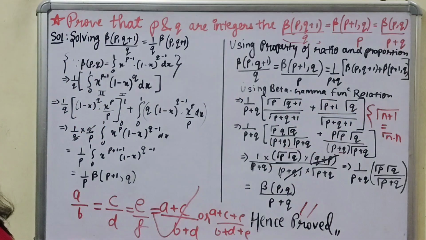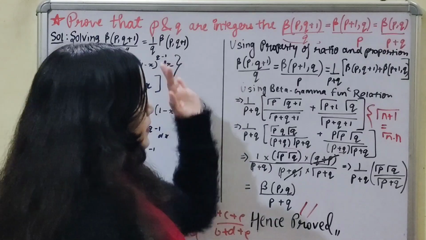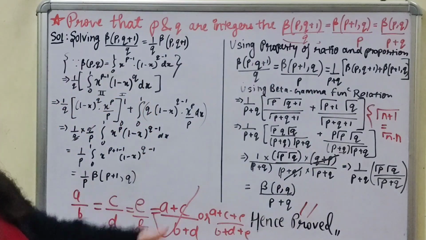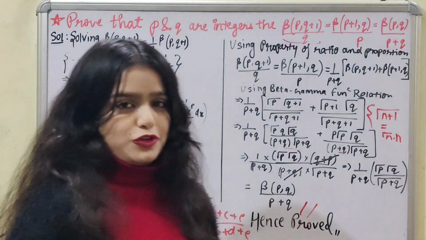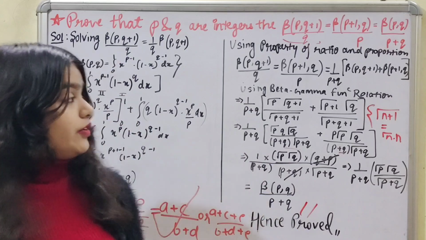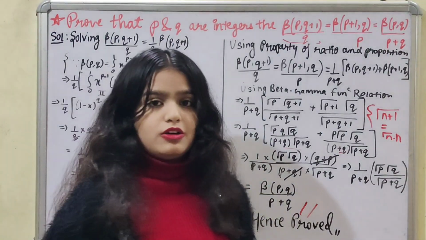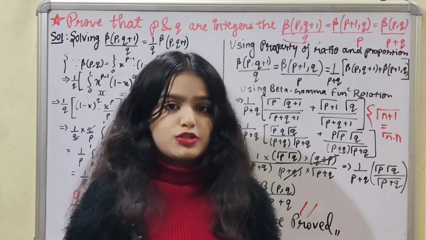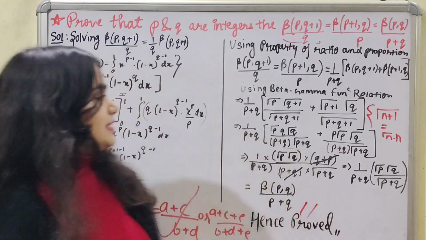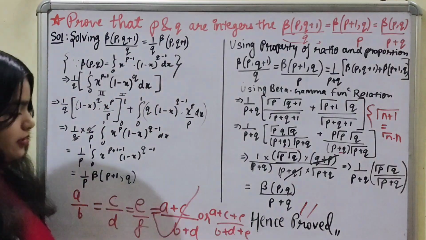So this was the proof which we have done, and we have used the concept of ratio and proportion. If we did not use this relation, it would be very hard, or difficult, to solve this question. So this was my presentation.